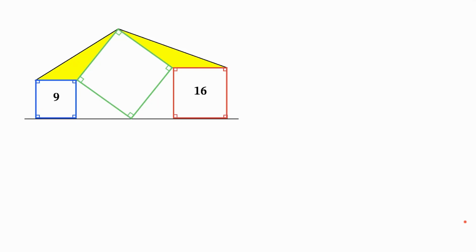In today's video, we are going to find the area of these two regions. So in this problem, we have two squares here and the areas of these two are given. We have another square that is touching these two squares by its corners.